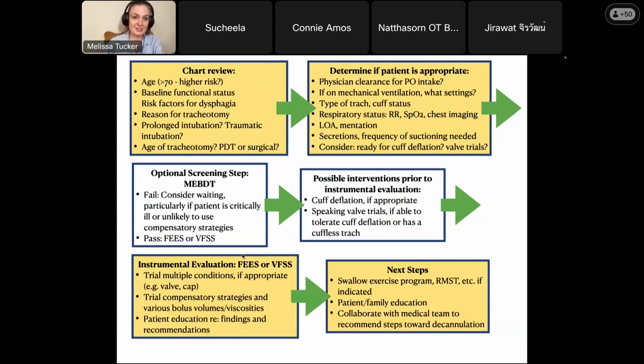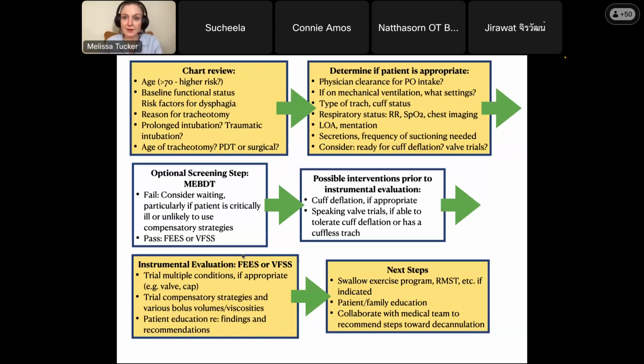So again, just to recap, that age over 70 with lower functional reserve could mean higher risk for dysphagia and aspiration, maybe. I look at their baseline functional status. Did they have dysphagia before? Do they have other risk factors for dysphagia, like their critical illness or head and neck cancer? I look at the reason for the tracheotomy. So did they have a prolonged intubation or a traumatic intubation?